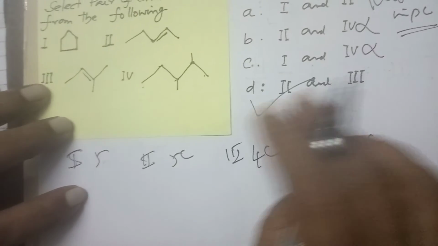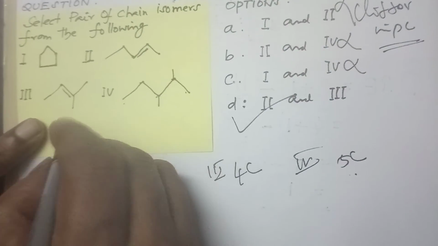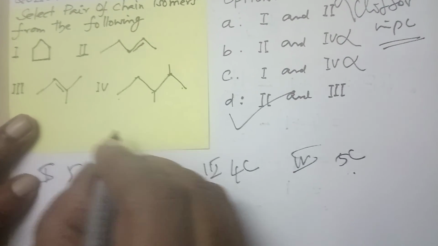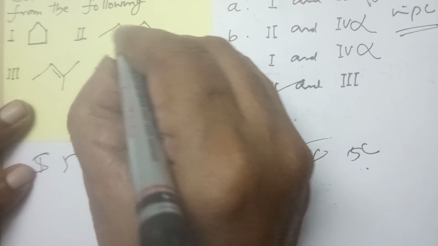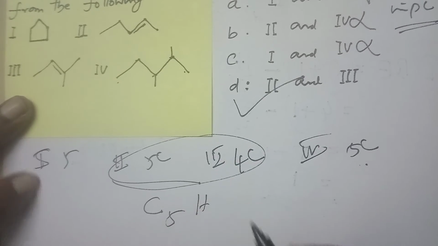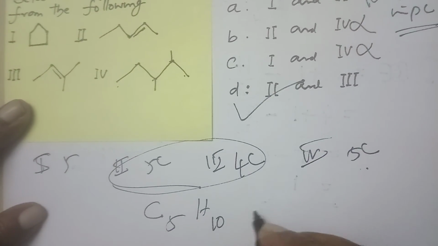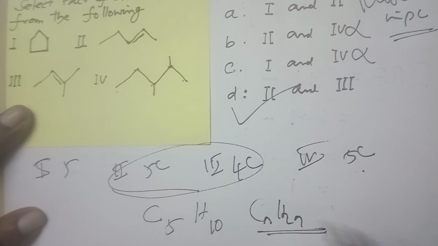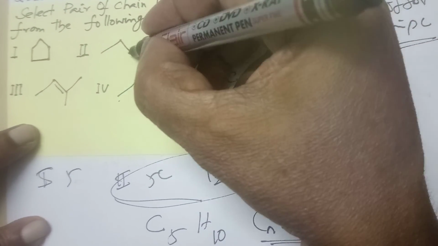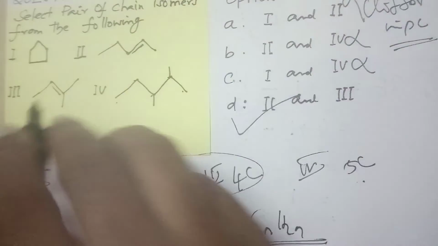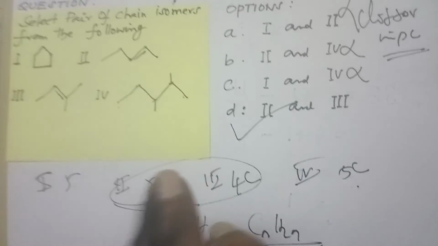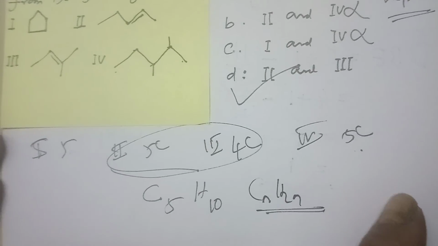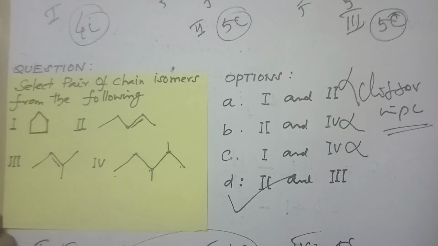Okay, one more verification. You see here, both have the same formula. Now I am going to write the formula for 2 and 3. Carbon: you can find 1, 2, 3, 4, 5. Carbon is 5. Hydrogen should be 10 because it is CnH2n, because it is an alkene. Let us verify: hydrogen 3, 4, 5, 6, 7, yes 10. So both have the same formula, same functional group, but different carbon chain. So it matches the definition of chain isomer. So prepare well, children. Next video I will put it. Thank you, children.